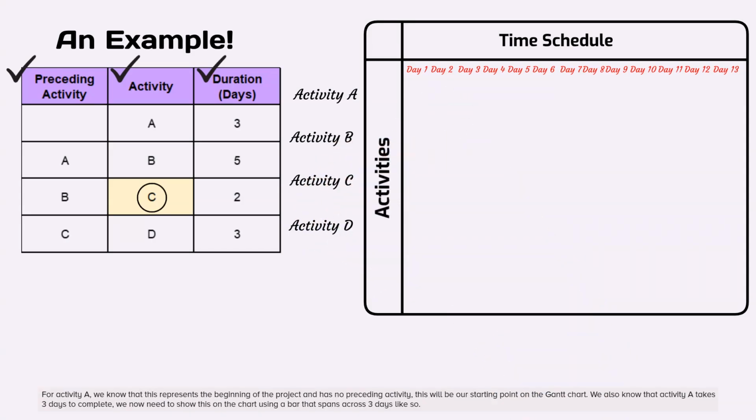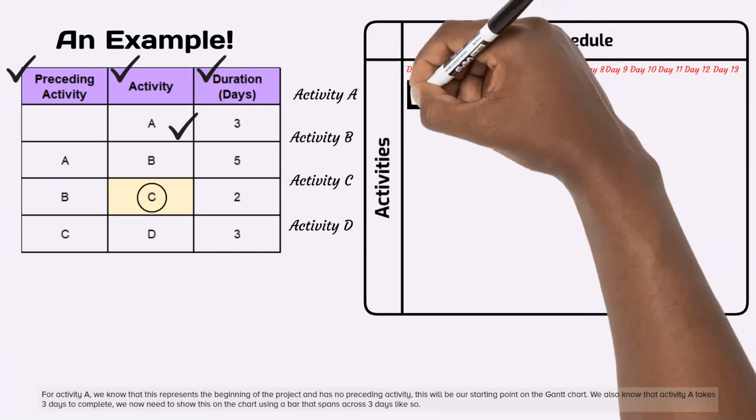For activity A, we know that this represents the beginning of the project and has no preceding activity. This will be our starting point on the Gantt chart. We also know that activity A takes 3 days to complete. We now need to show this on the chart using a bar that spans across 3 days like so.